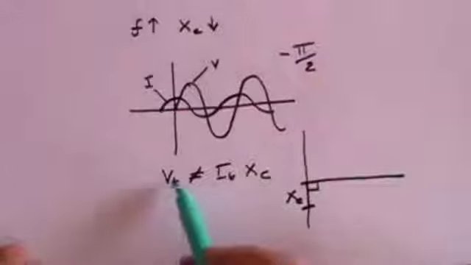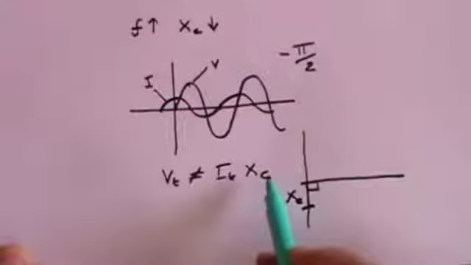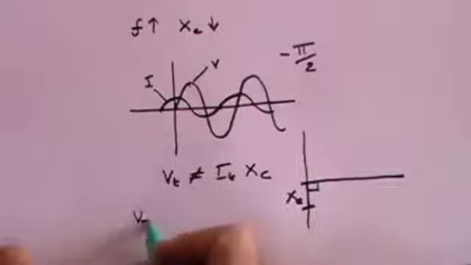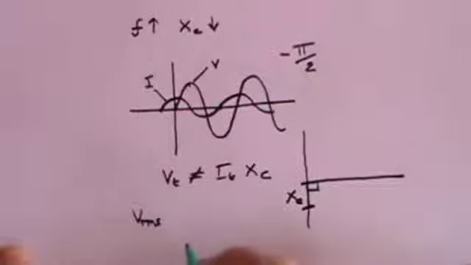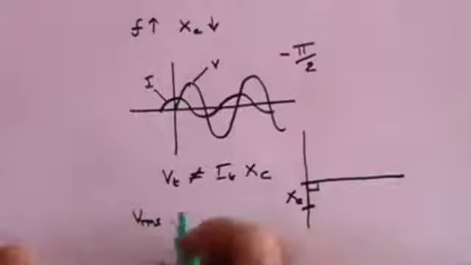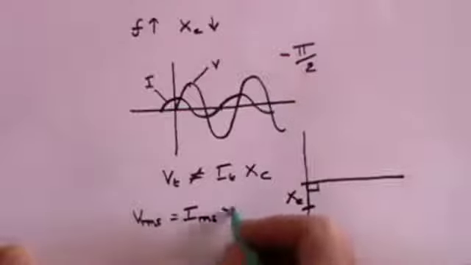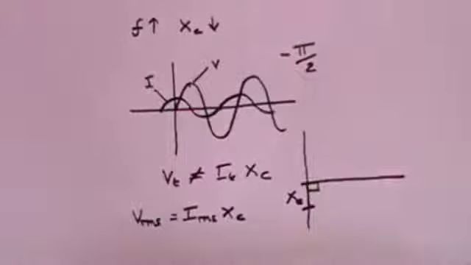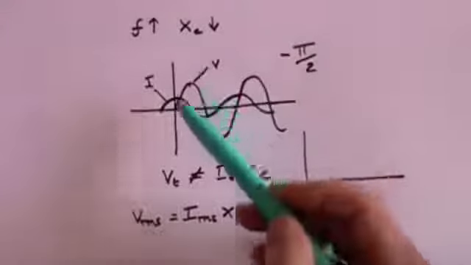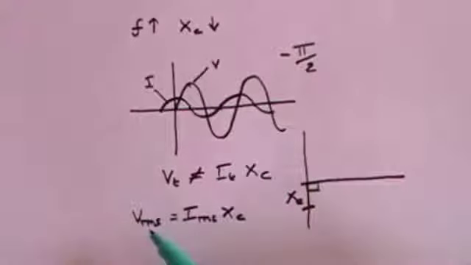Incidentally, although this formula is not true because you cannot take the voltage at a particular time, what will be true is that the root mean square of the voltage, which we dealt with in the earlier AC video, is equal to the root mean square of the current times XC. So in other words, taken over the entire cycle of the sine wave, the voltage root mean square is equal to the current root mean square times the reactance caused by the capacitance.